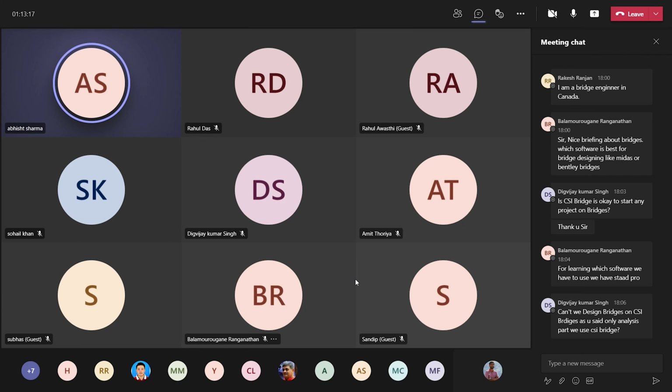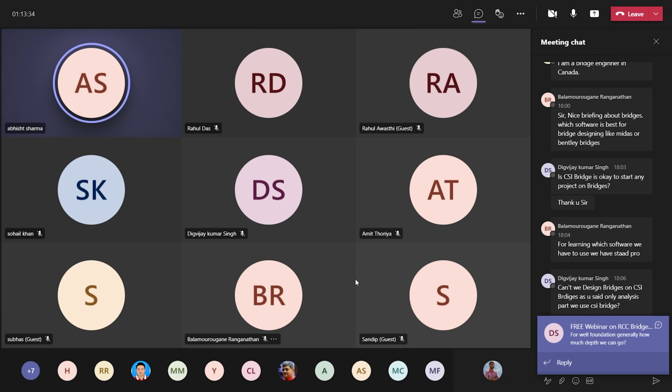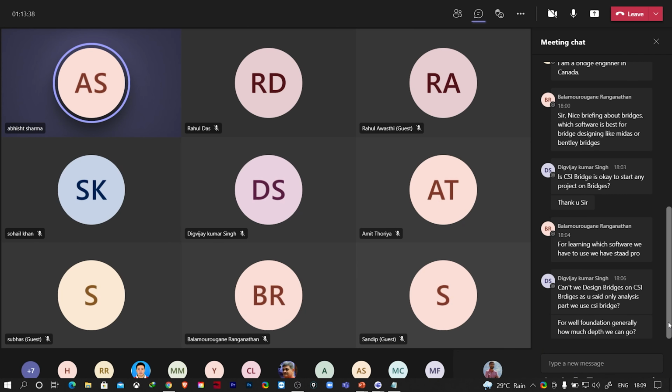Digvijay, yes, you can use that, but I don't prefer designing things in the bridge software. I prefer hand calculations more in the starting. That will give you more confidence, and also you can see if you are doing it correctly or not. You can do anything in software like Midas and Sofistik as well. You can do a lot of things, but I prefer not to use them.